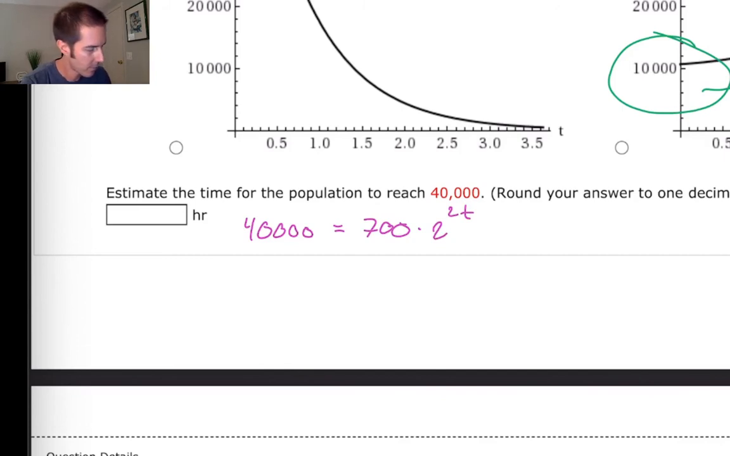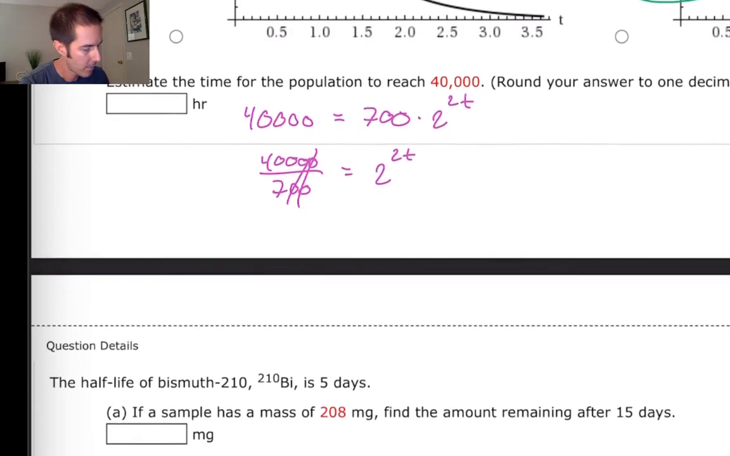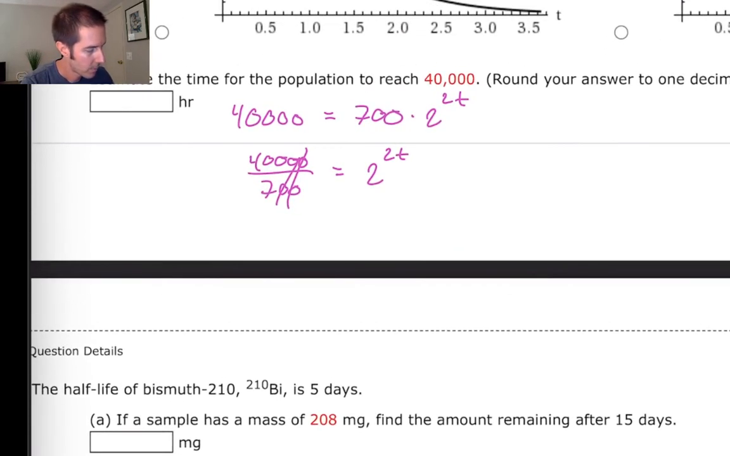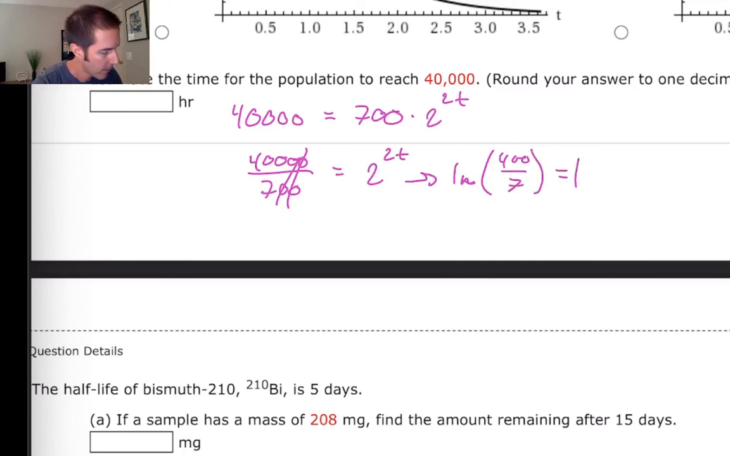Divide both sides by 700, and you end up with 40,000 over 700 equals 2 to the 2t. Reduce this, divide, knock out a couple of zeros there, and then, I'm running out of real estate. Let me move over here. I'm going to take the natural log of both sides, which means on the left-hand side, I'll be taking the natural log, ln, of 400 over 7. And on the right-hand side, the natural log of 2 to the 2t.